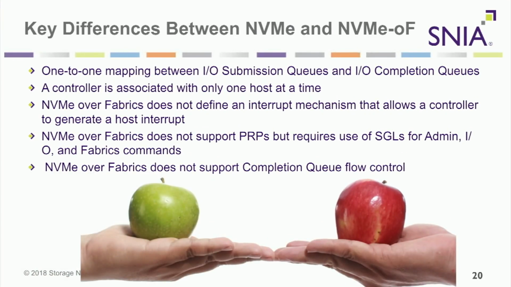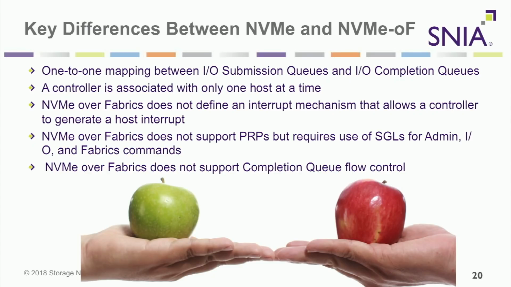Okay? NVMe over Fabrics doesn't define an interrupt mechanism that allows the controller to tell the host to update the submission queue. Now, the reason for this is because of the fact that you don't necessarily want your transport mechanism going up into the host driver to basically tell it to update the submission queue entry head pointer. You really want the host driver to do that on its own. So the transport mechanism doesn't do that.